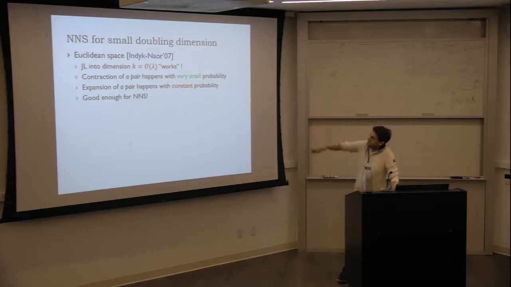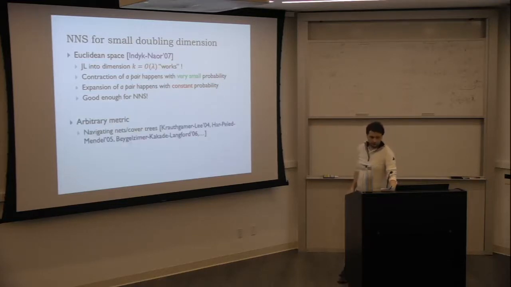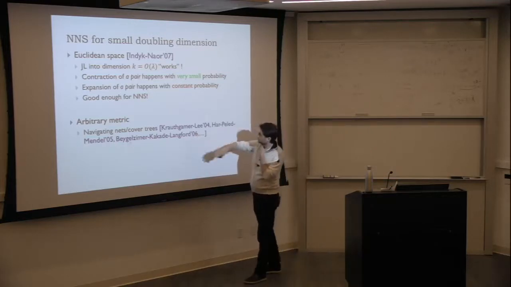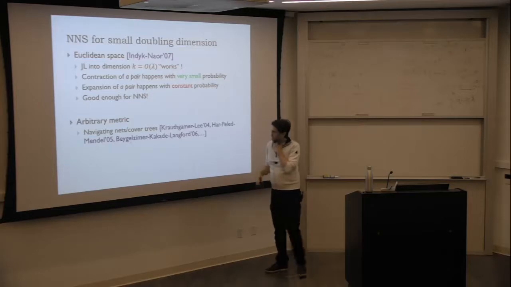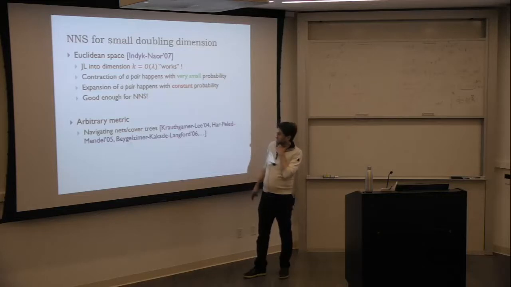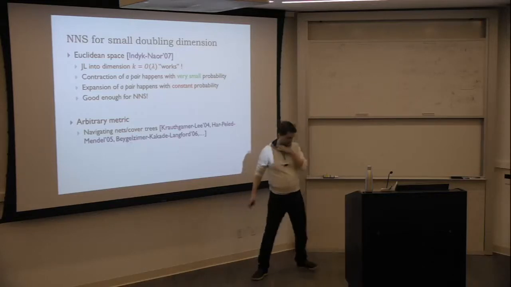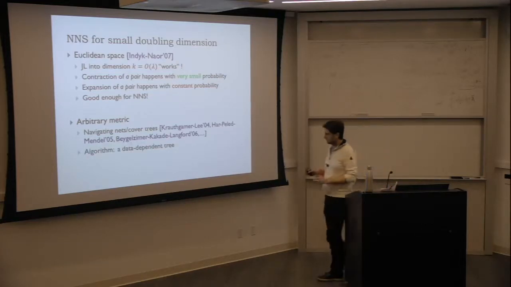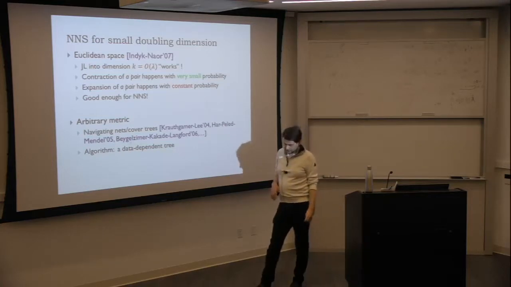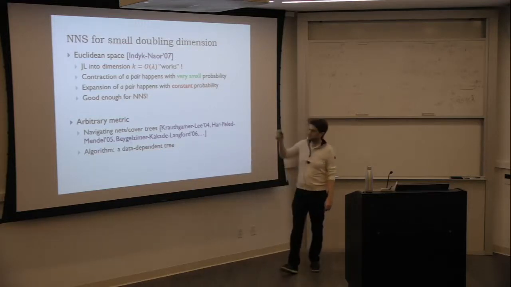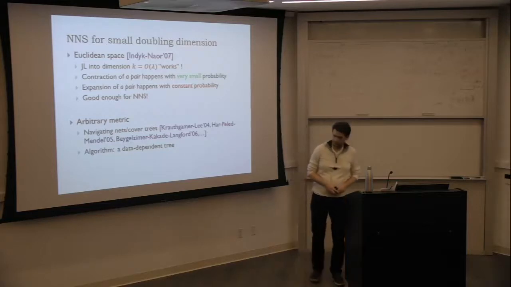Okay, so this was the result for Euclidean space, but actually you can do algorithms, which again will be exponential in this lambda, for arbitrary metric. The first result was by Krauthgamer and Lee, with the algorithm of navigating nets, and then there is a later algorithm of cover trees, which is practically very successful as well, that was developed later. Basically these algorithms are some form of data-dependent tree, I won't get into details, basically the query time is exponential in this lambda. Okay, so as long as the doubling dimension is small, it is okay.